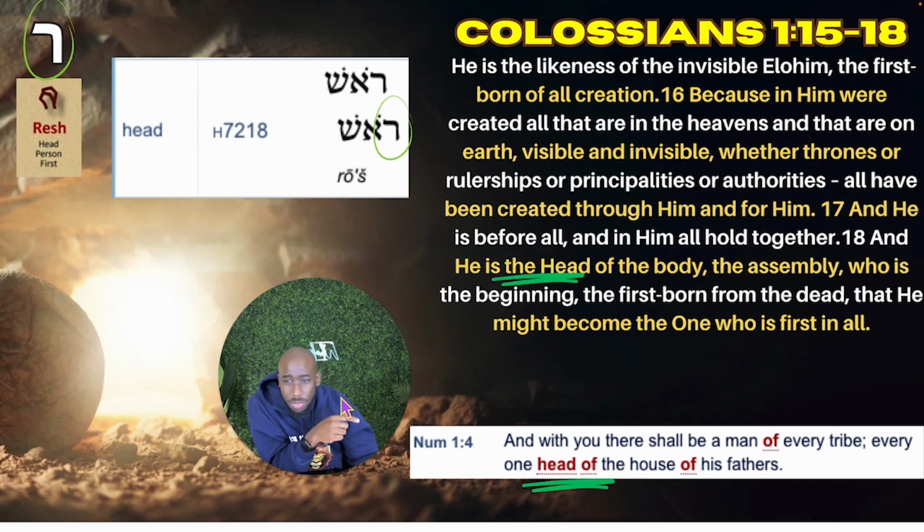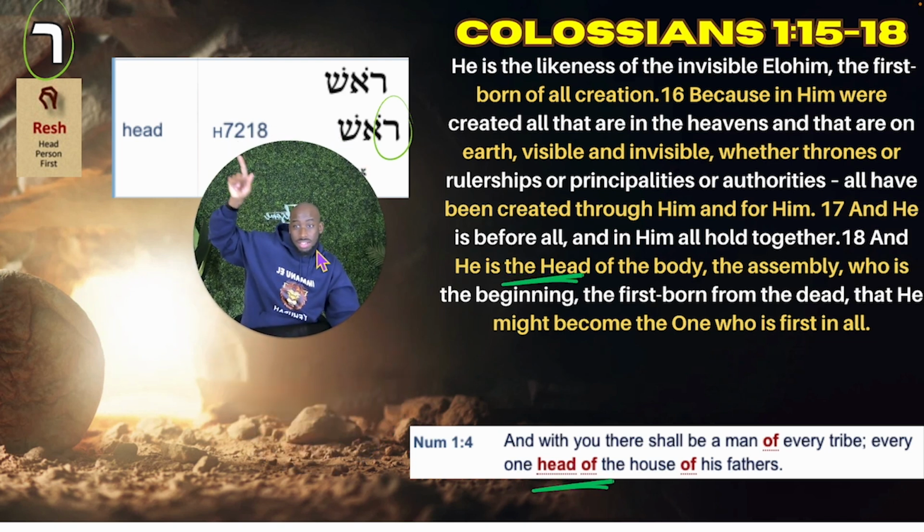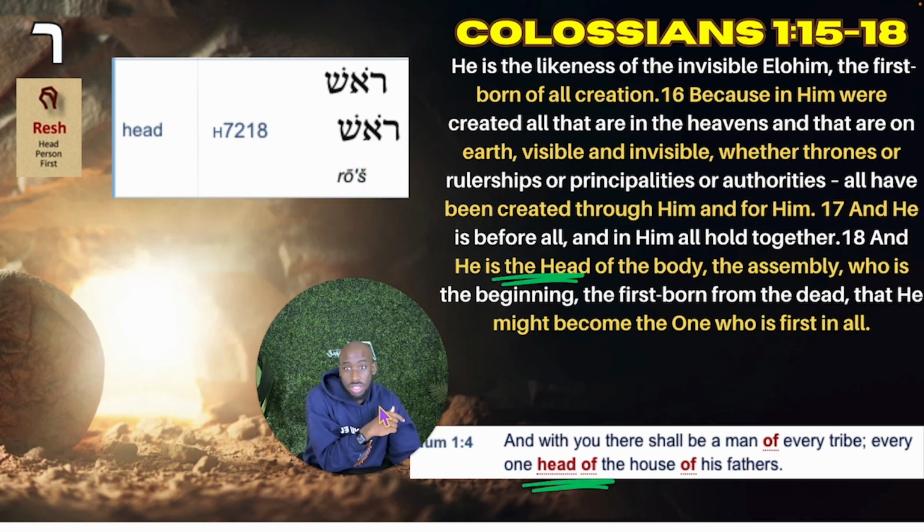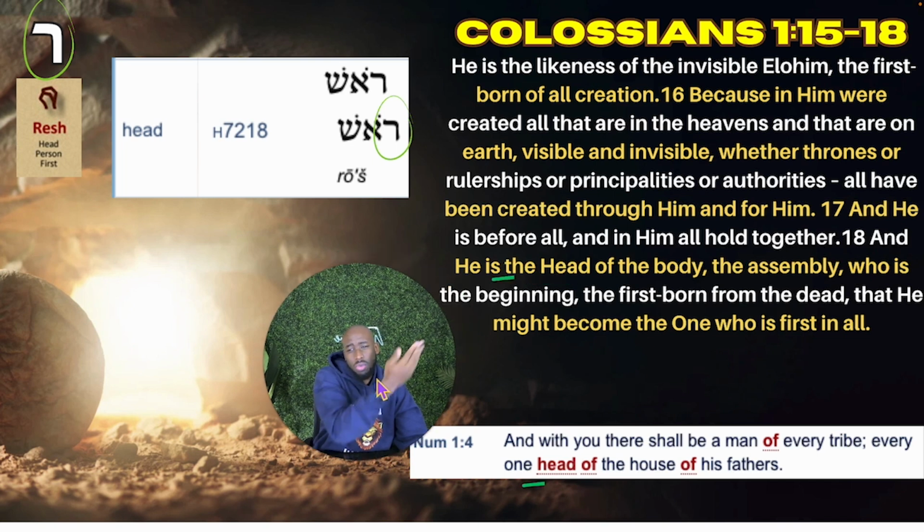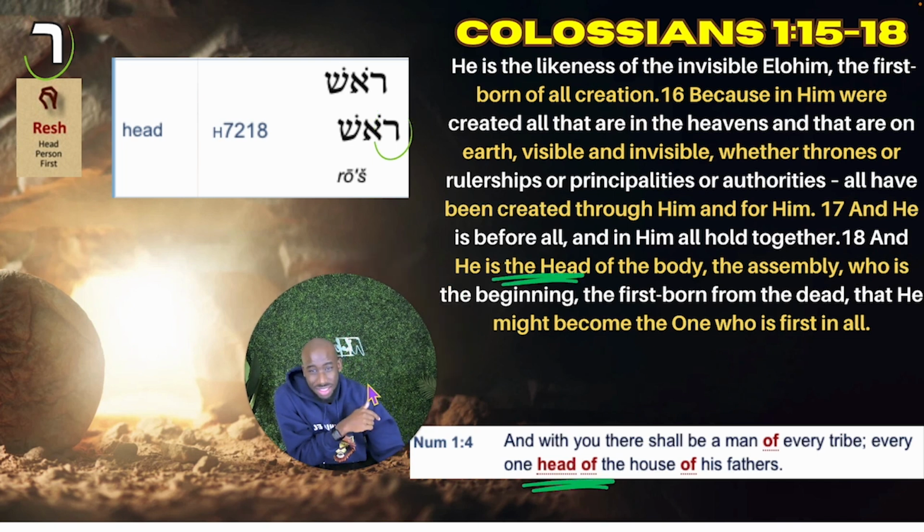And then we also see a precept here in Numbers chapter 1, verse 4. This is where this letter is from. It's coming from this right here, because obviously this wasn't written in Hebrew up here. But Numbers, everything in the Old Testament was. Numbers chapter 1, verse 4: And with you there shall be a man of every tribe, every one head of the house of his fathers, right? So the head of the house, the priority, the first. To be the head of something is to be the first of something, the leader of something, right?